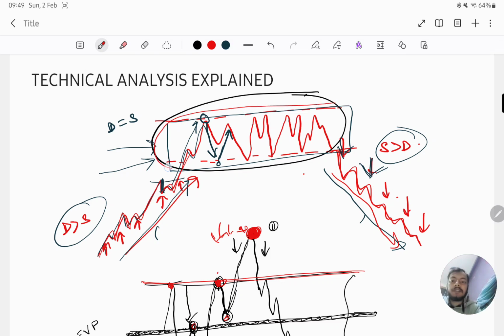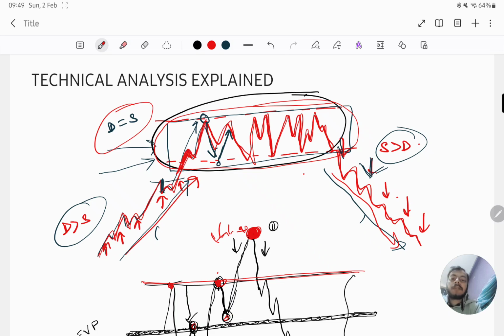Now let's focus on this zone. This rectangular area is called fair value area. Price has traded most of the time here. It has gone up and down, rotating inside a small area. This happens mainly because here demand is in line with supply, and none of them is greater than the other one.